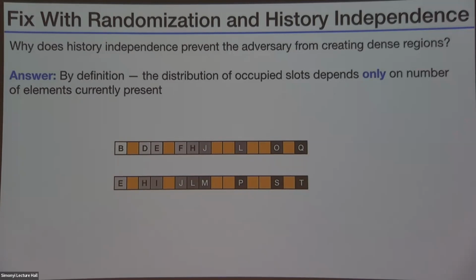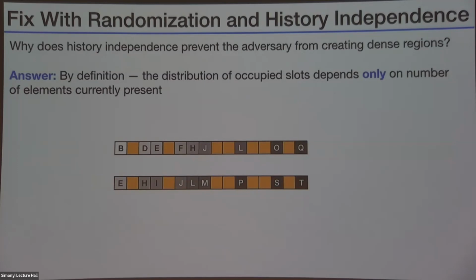So what this is saying so far is that if we were able to have an algorithm that had the property of history independence, then we would be happy and we would not have this problem where the adversary can create dense regions. I haven't told you how you actually achieve history independence. We're just saying if you can get something that's history independent, then we're good.